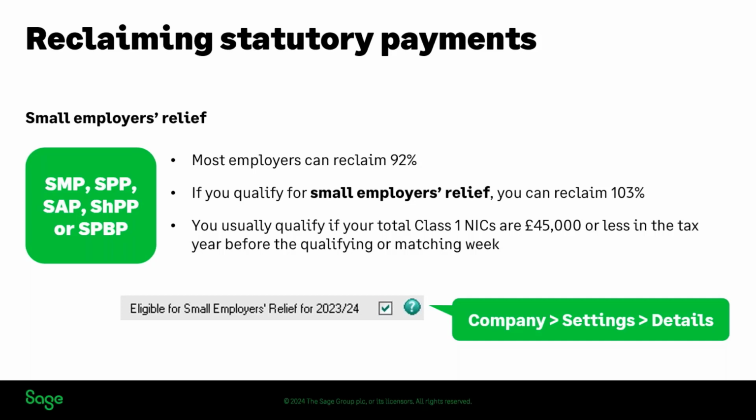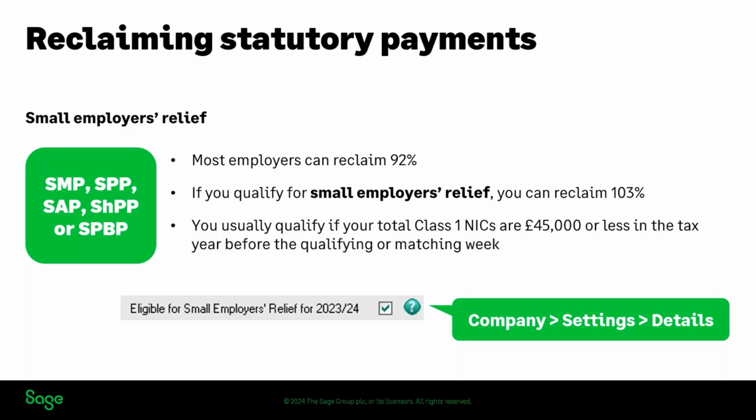You'd usually qualify for small employers relief if your total Class 1 national insurance contributions were £45,000 or less in the tax year before the qualifying or matching week. And the reason we're bringing this up now is that you need to check this setting before you process any statutory parental payment to ensure that you're reclaiming the correct percentage for your circumstances. So it's the same rule for maternity, adoption, shared parental, and parental bereavement.